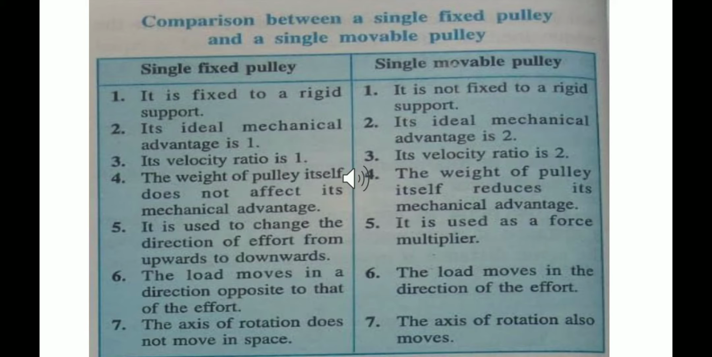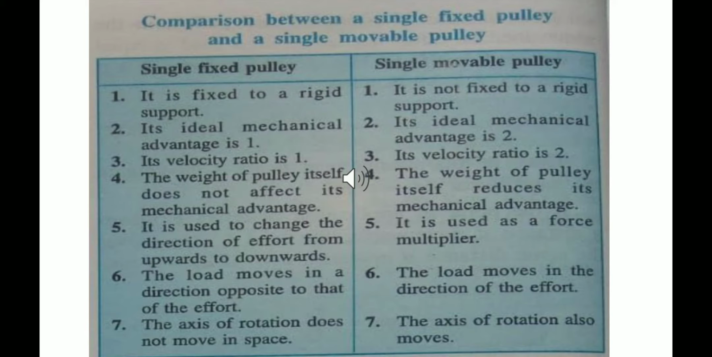Fifth, it is used to change the direction of effort from upward to downward. I said it is used to change the direction. The fixed pulley is only used to change the direction, whereas movable pulley is used as a force multiplier because you will apply effort and more work will be done on the load.